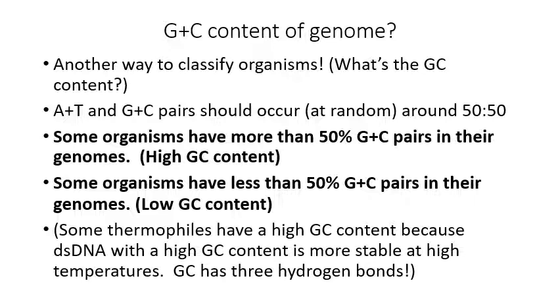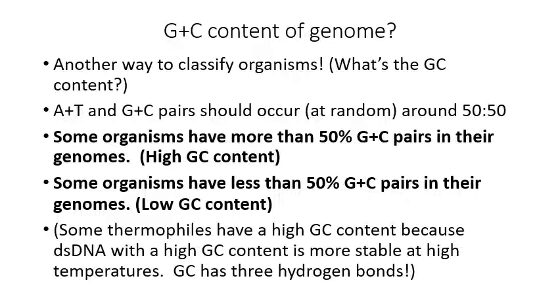So as we said before, there are many ways that you can classify bacteria. The most common way is by asking whether they are gram-positive or gram-negative. That's one way. In addition to that, you can also classify them into different categories based on the amount of GC pairs that they have in their genome.